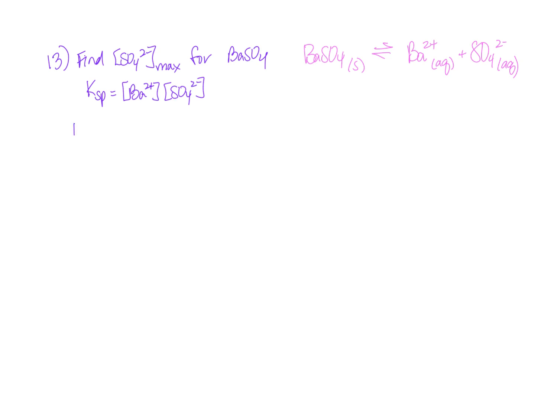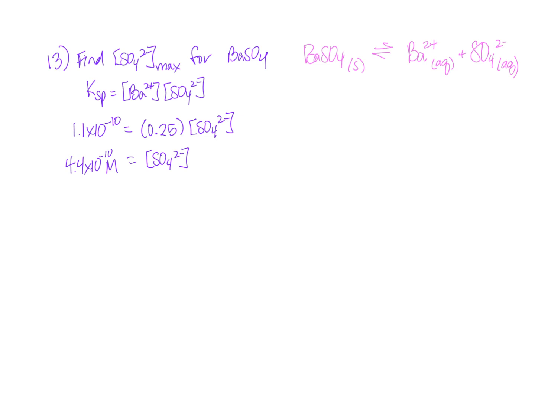So we're just going to plug those things in and solve for the SO4 2- concentration. So my KSP was 1.1 times 10 to the minus 10. And then in the problem, it says that a 0.25 molar barium nitrate. So that means that my concentration of the barium, the Ba2+, is 0.25 molar. And we're trying to solve for that SO4 2-. So I would just divide both sides by that 0.25. And that gives me 4.4 times 10 to the minus 10 molar.